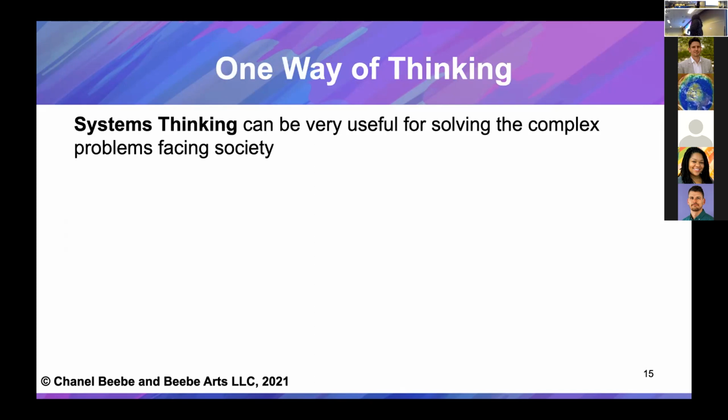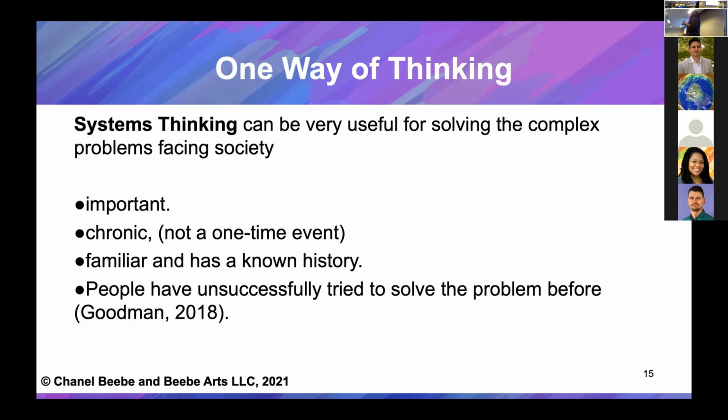It pretty much requires that you have a problem that is important, a problem that is not a one-time event, a problem that has some history that you can go look up, and lastly, a problem that people have failed at solving before. Can anybody think of some complex problems? Climate change. Oh. I mean, you're all looking at me wearing masks. I think that's a problem, right?